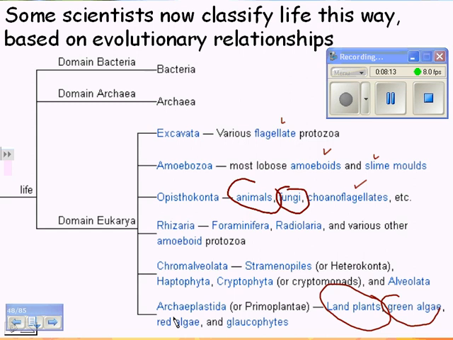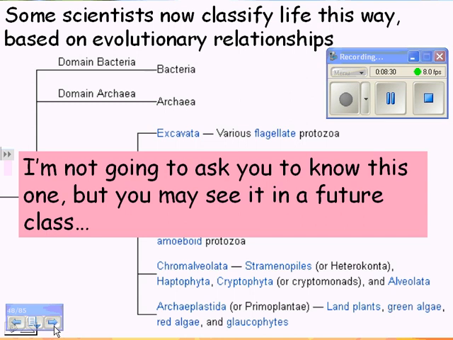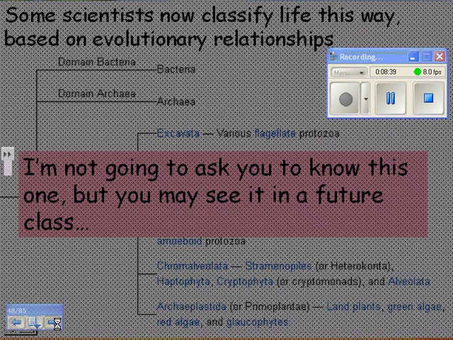It makes sense to us because we look around and see animals and plants and fungi, and we don't see any of these other diverse organisms. But the fact that they live and that you are more closely related to one of them than that one is to any of the other ones that we classify as protists, just interesting stuff. So I'm not going to ask you to know this one, but you might see it in a future class. I'm really not sure how college will treat classification anymore. I don't know how they do it.